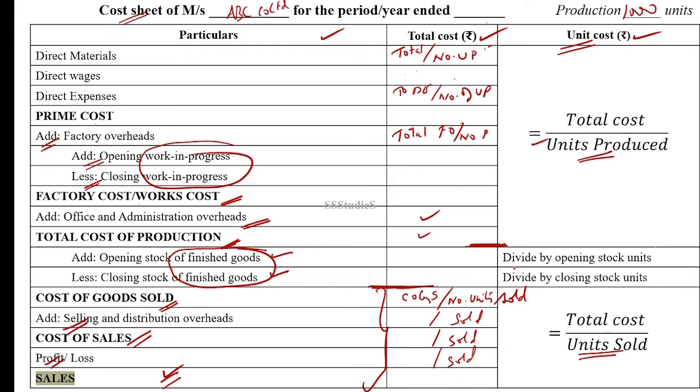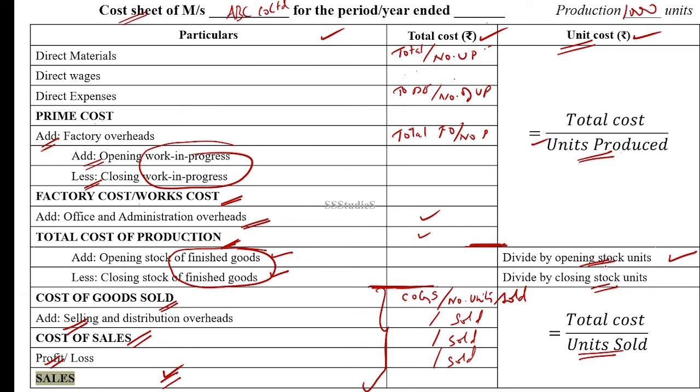Now there is a little deviation when we look into opening stock of finished goods and closing stock of finished goods. In this case, we divide it by opening stock of units. So opening stock of finished goods divided by opening stock of units, and closing stock of finished goods divided by closing stock of units. We don't take units produced or units sold. We look into the number of units which is there in the opening stock and number of units that are there in the closing stock. So this is how you calculate unit cost.